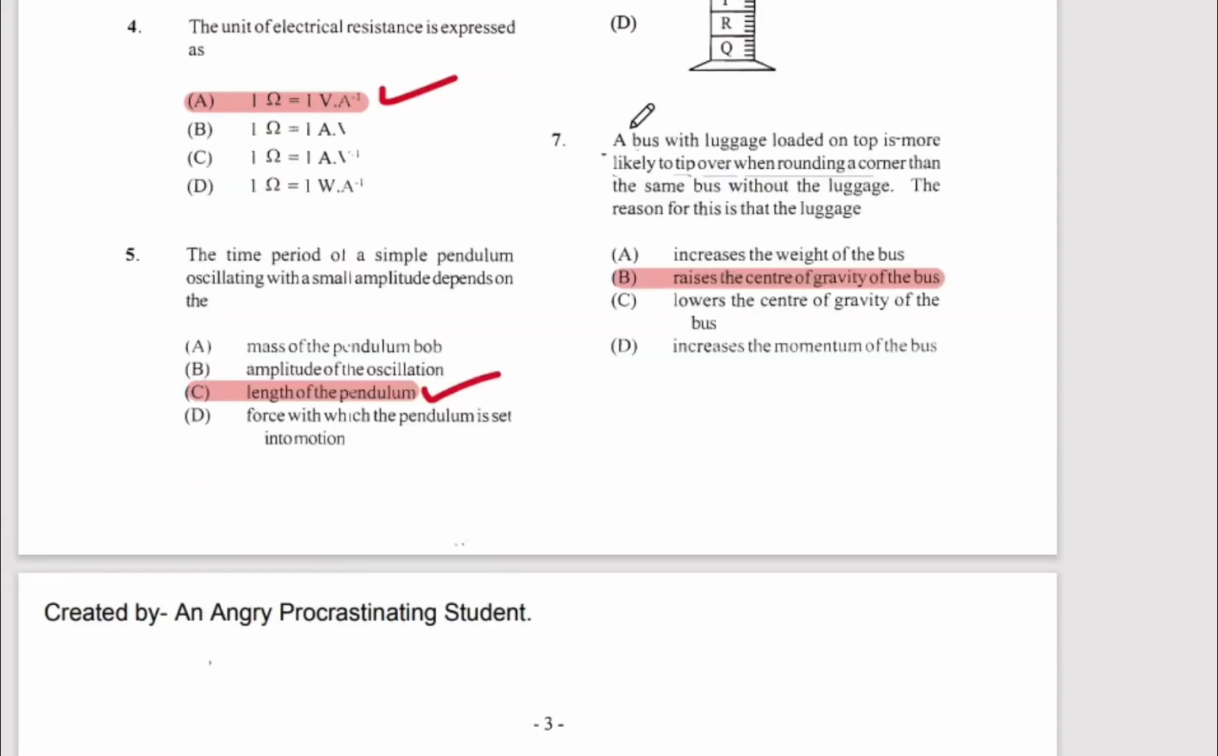Question 7 says a bus with luggage loaded on top is more likely to tip over when rounding a corner than the same bus without the luggage. The reason for this is that the luggage basically raises the center of gravity.